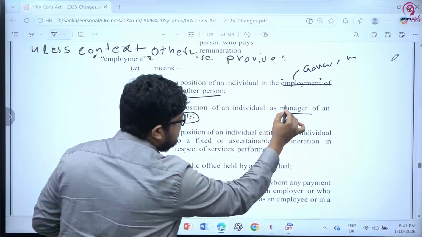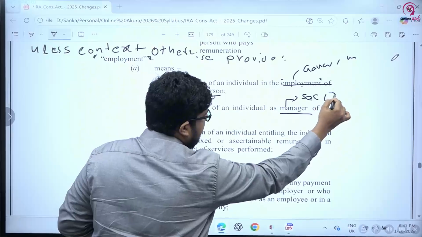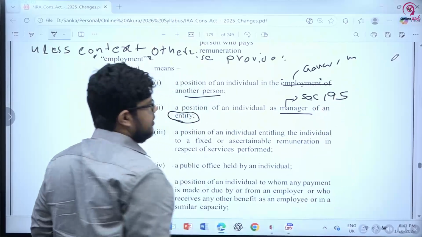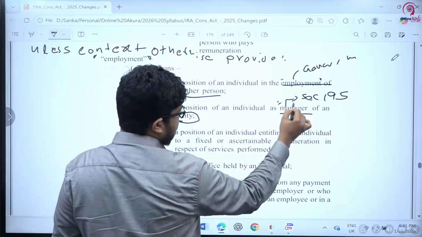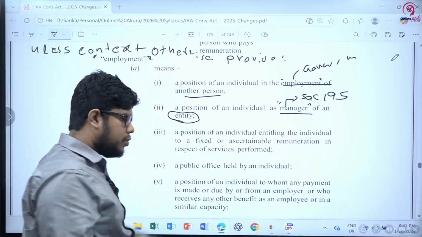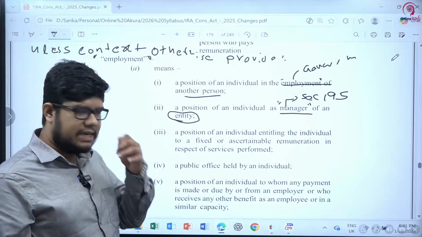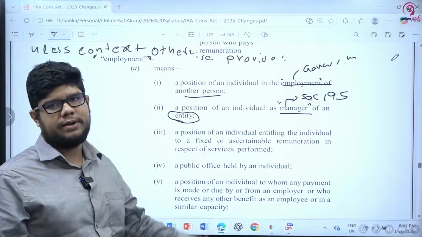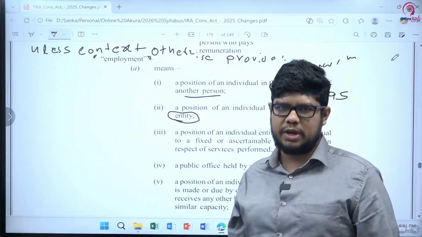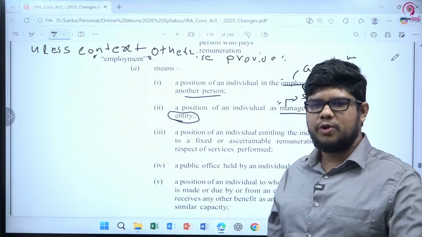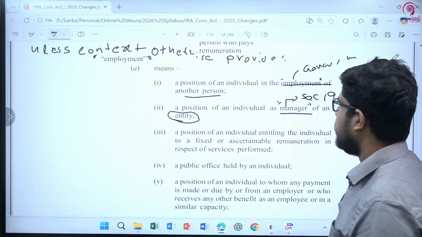This word manager is also defined under section 195. Same section, it's defined again, right? So you need to go here and there in that. That's a skill. You know where to look. That's the skill you need to develop at CSUT level rather than looking at your class notes. That's why I'm taking these notes.